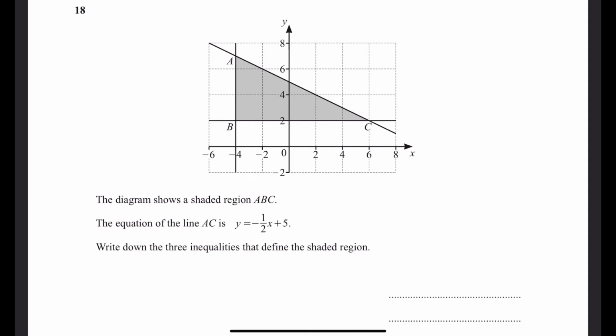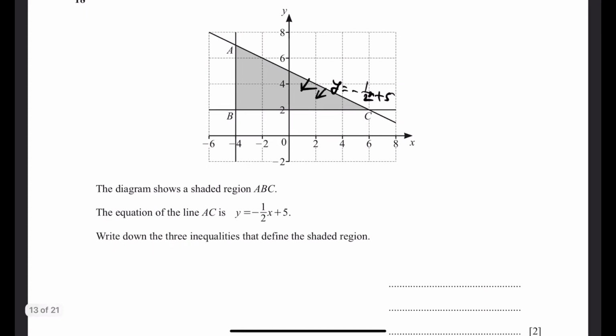Write down the inequalities shaded. So these are the inequalities shaded. This one, this one, this one. Okay, fine. AC line is already given. This is y equals minus half x plus 5. Since it's below, we can say y is less than or equal to minus half x plus 5. Since it is a solid line, I used the equal sign.